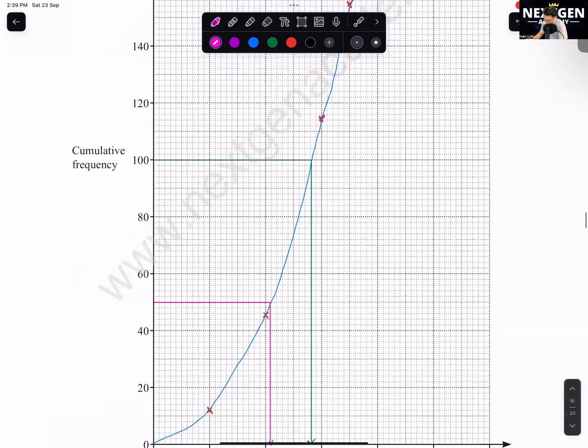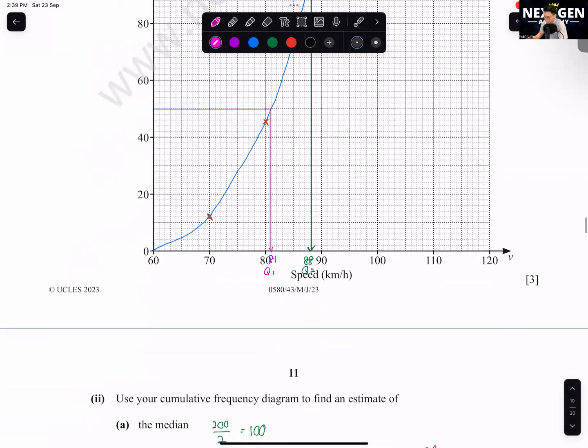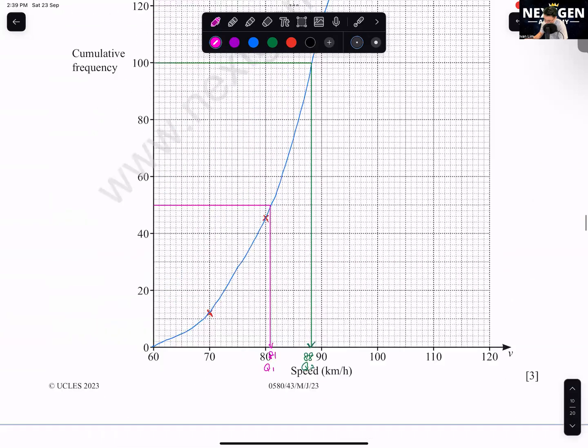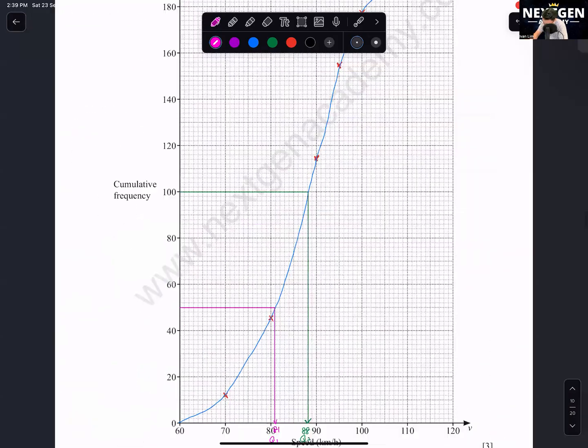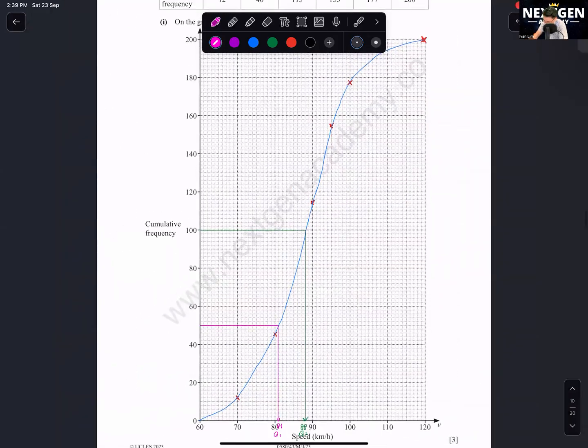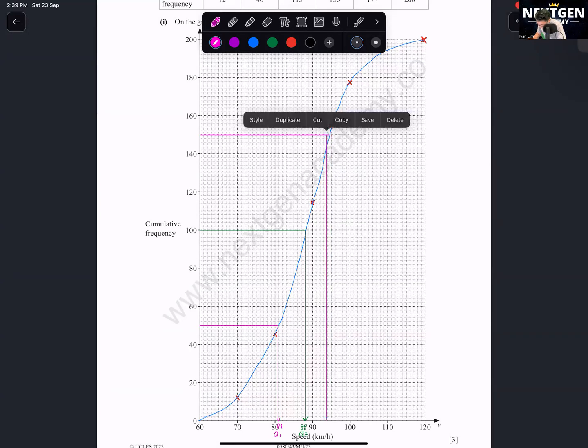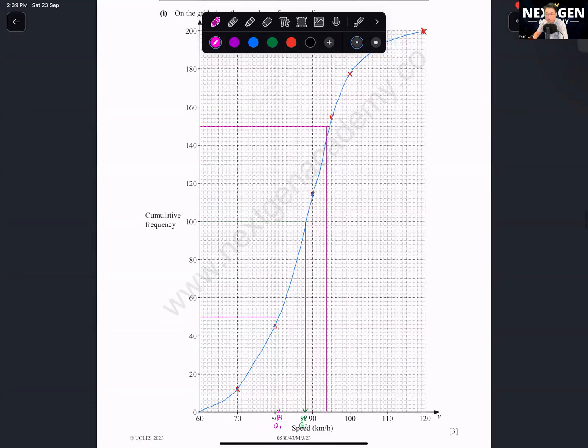Okay, 150. Let me see, where's my 150? 150 is over here. Okay, normally I try not to get values in between. So I will modify a little bit, right? Okay, like that. I put it at 94. Okay, so you modify the graph a little bit.